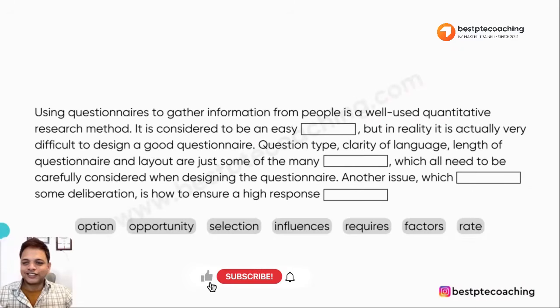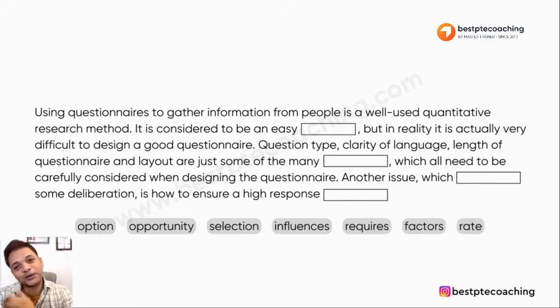There is another question. Using questionnaires to gather information from people is a well-used quantitative research method. So it's about questionnaires, which is a quantitative research method. So that's something I understood, right? You want to answer it, you pause it and you answer it. Once you've finished with answering, you can look at the answer key.